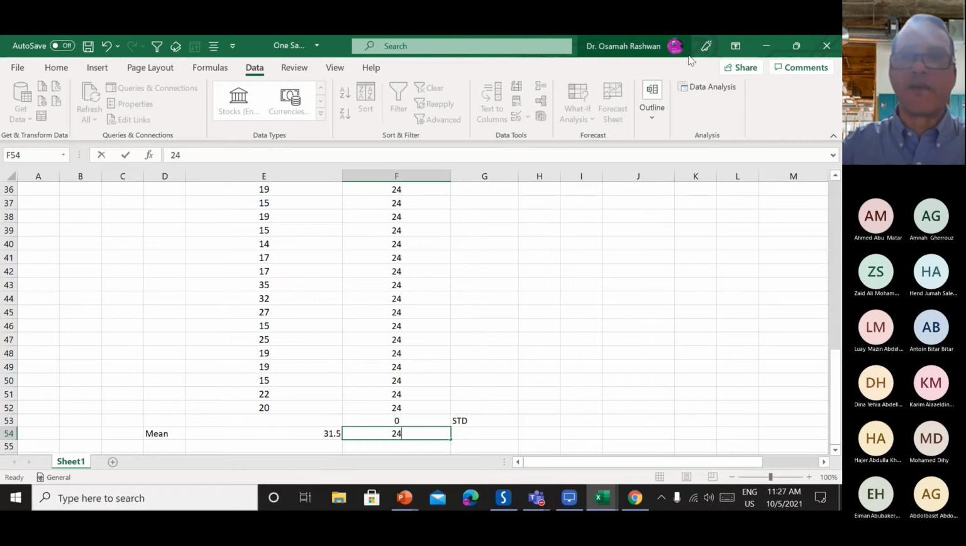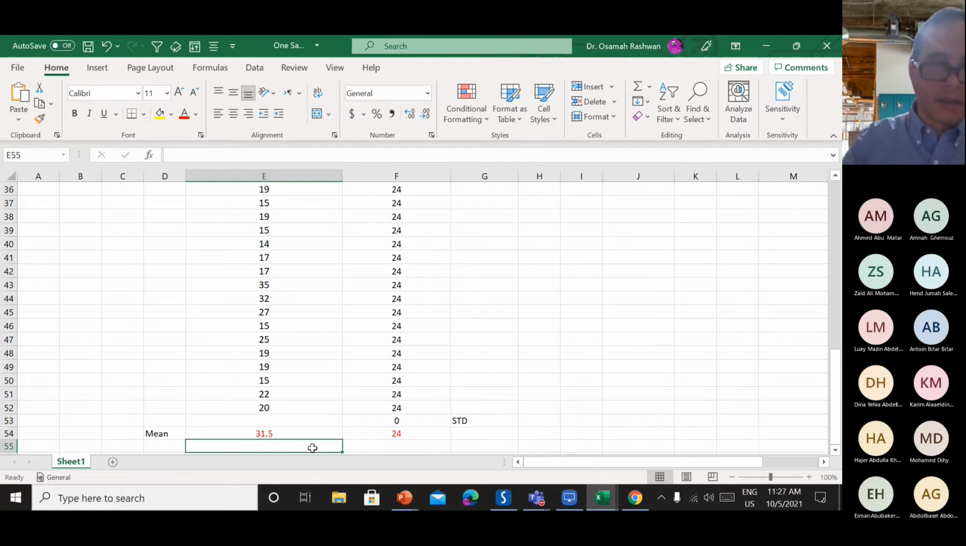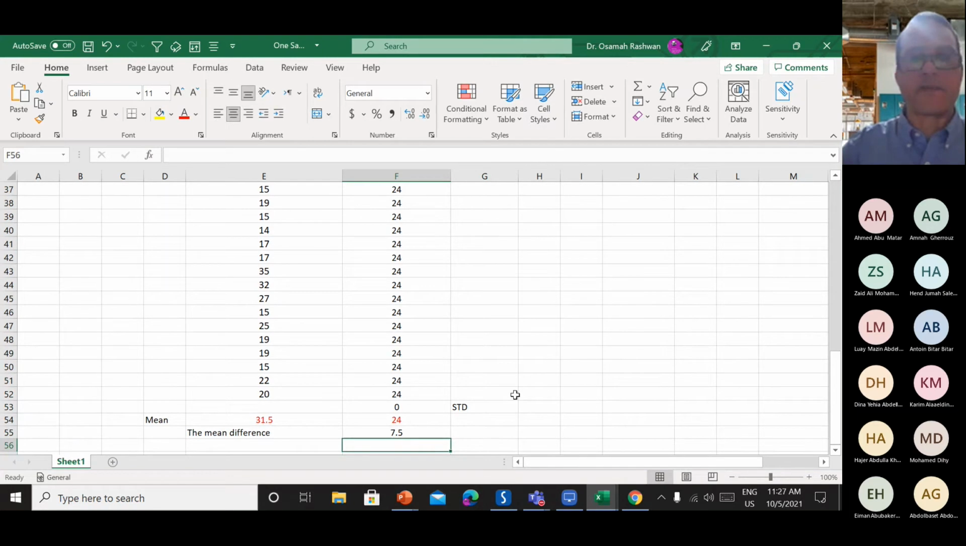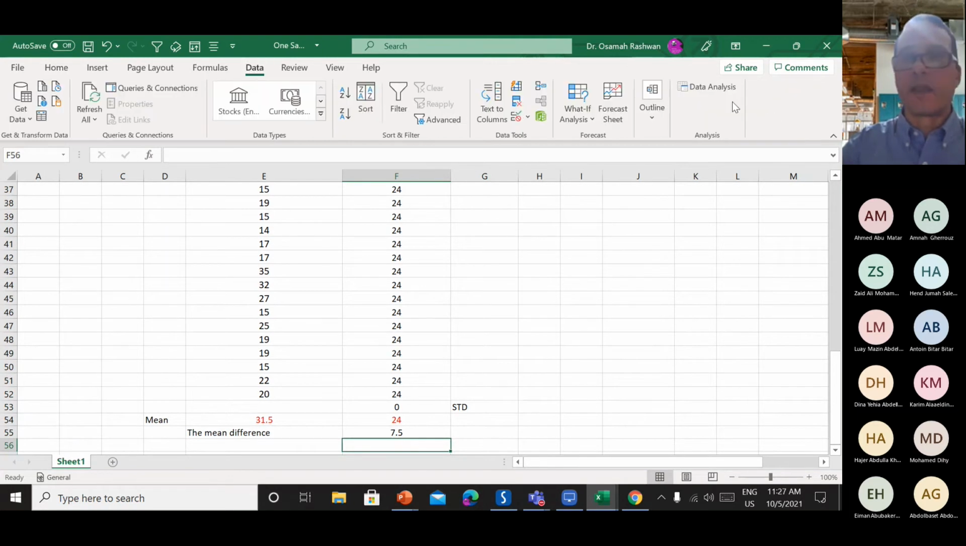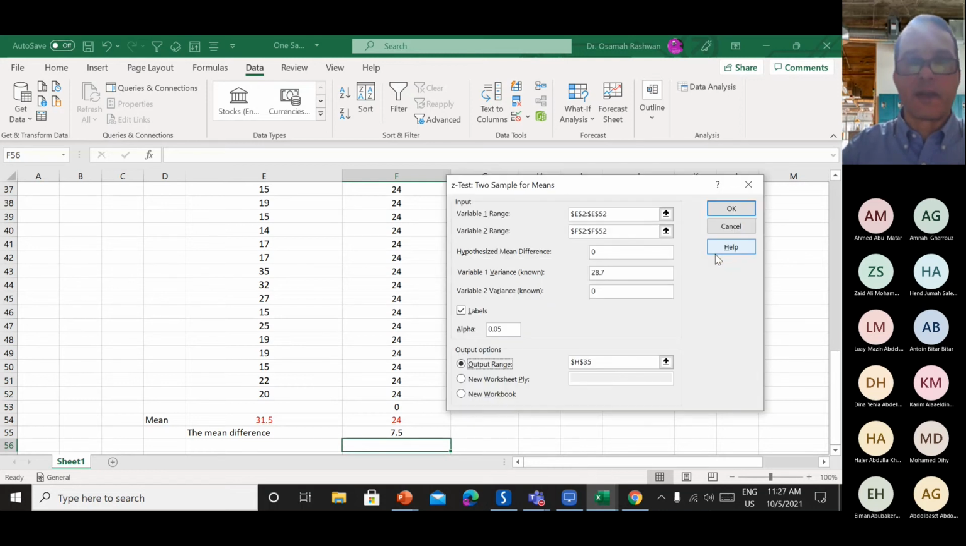Okay, so I have to be ready before I start this one to get the difference. Now, I know the mean difference is equal to this one minus this one, press enter, right? 7.5. Now I'll go for data analysis. So you have to prepare everything before you go for this one.